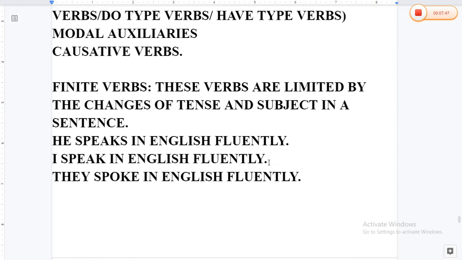Give me yes, no, or any feedback from your side. Yes, sir. Fine. So, Pranesh, can you tell me what I just explained? Types of verb. What is the first type? Finite. First one.